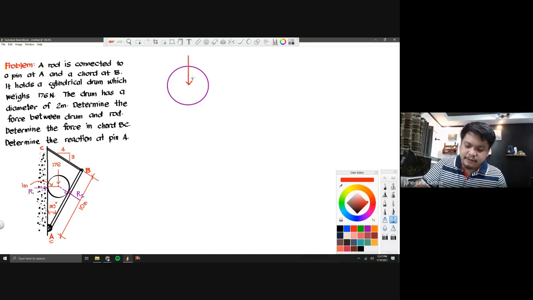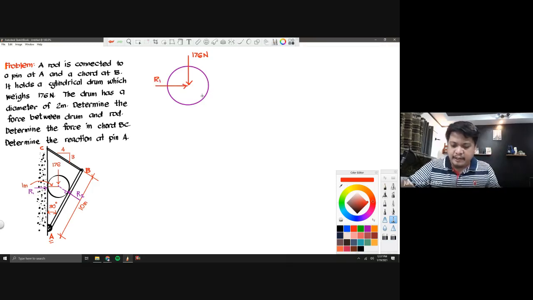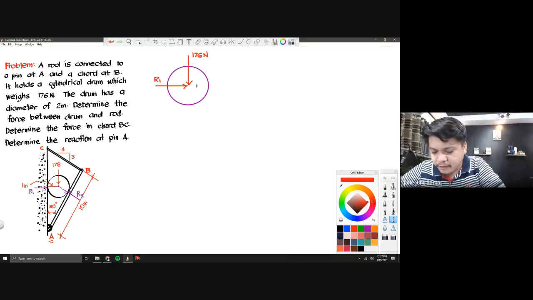So basically, you have here the weight. So that is the 176 Newton. Okay? Also, meron ka dito, no? So you have here the R1 and okay. You have here also the R2. Okay?